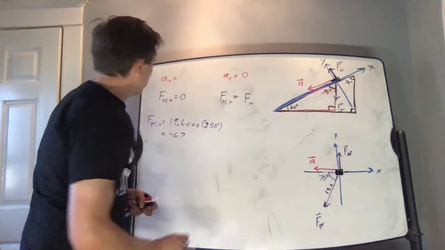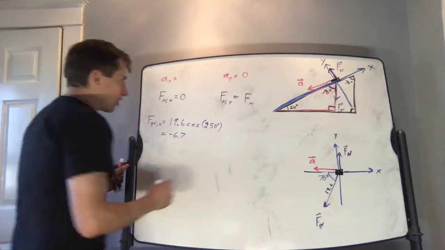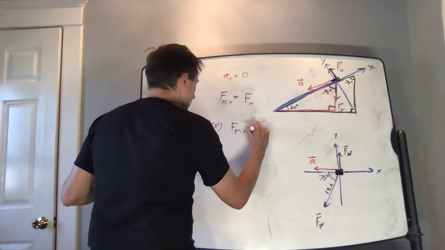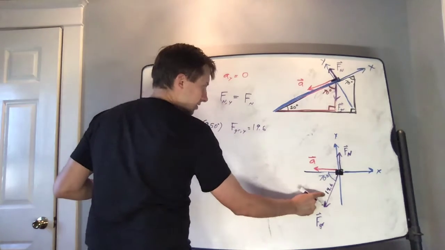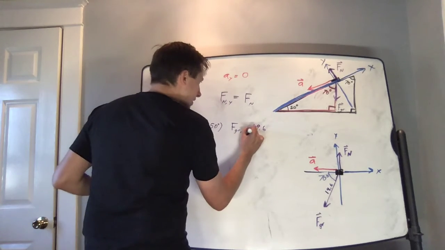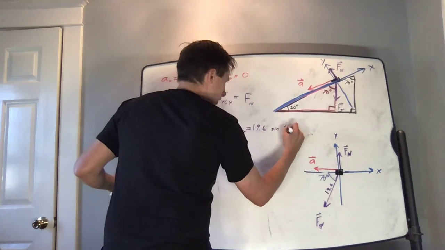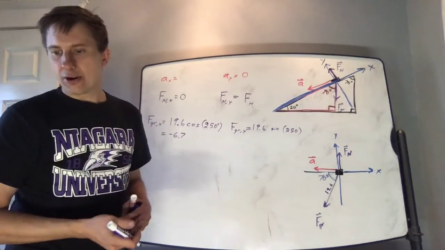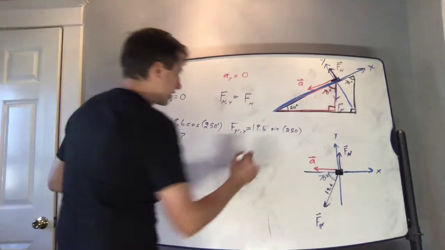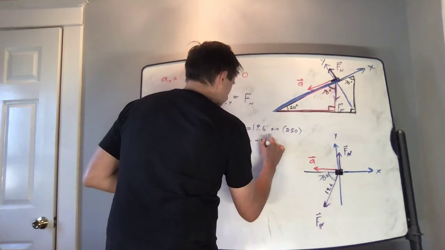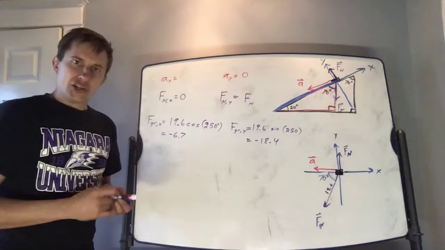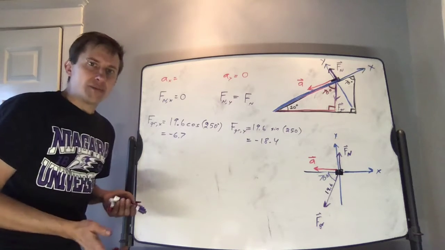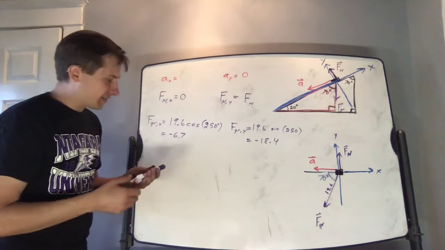I could very similarly write the force of gravity in the y direction as F gravity in the y is equal to 19.6, the magnitude of my force of gravity, times the sine of 250 degrees. And when I put that number into a calculator, I find that the force of gravity in the y direction is negative 18.4 newtons. So at this point, I have written every vector in this problem in its individual components.